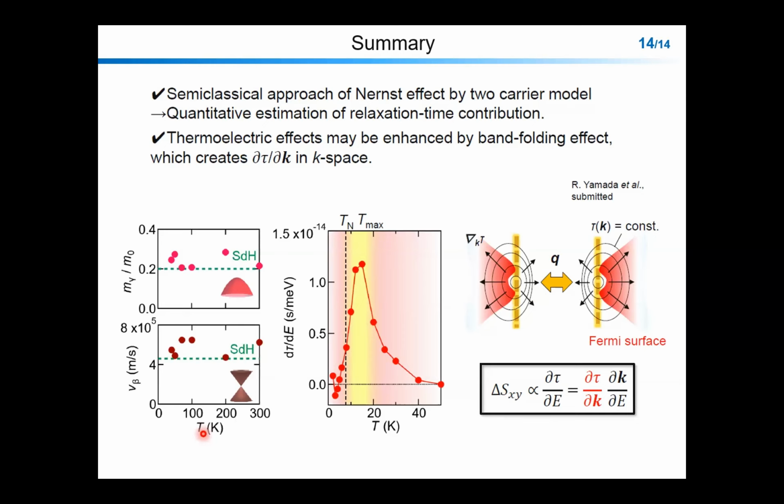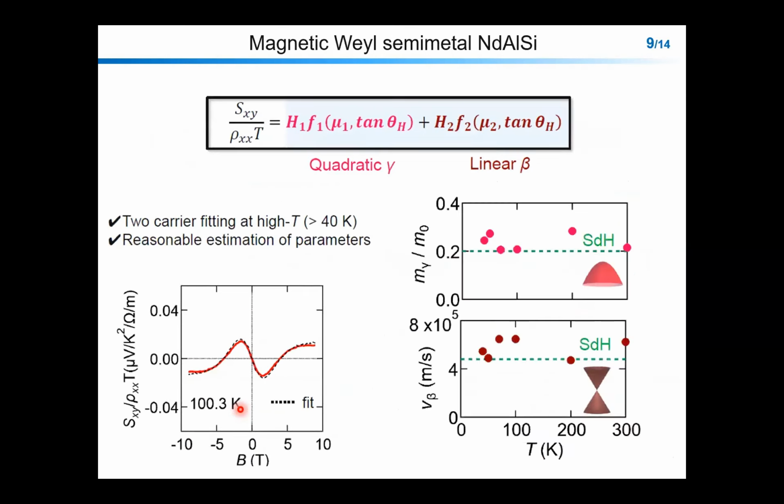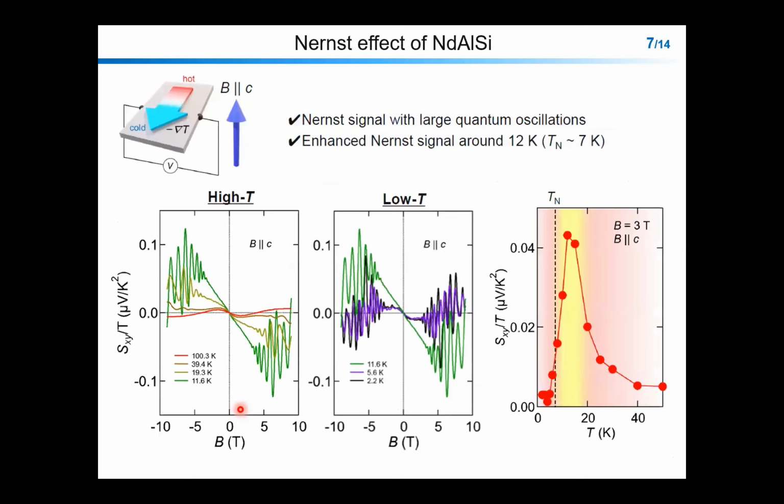Hello, Yamada-san. Thank you very much for your talk. It was quite nice. I just have a question on your Nernst effect signal. For high B field values, there's quite a large periodic signal. I'm just curious about the origin of that periodic structure. Yes, that's coming from quantum oscillations.